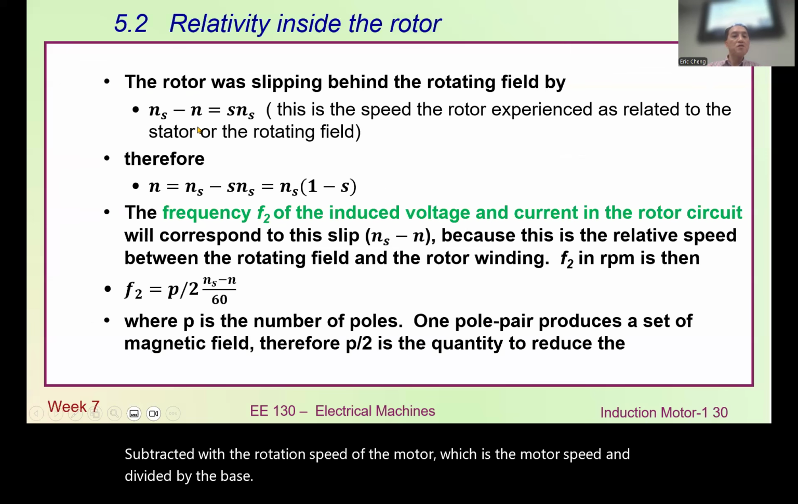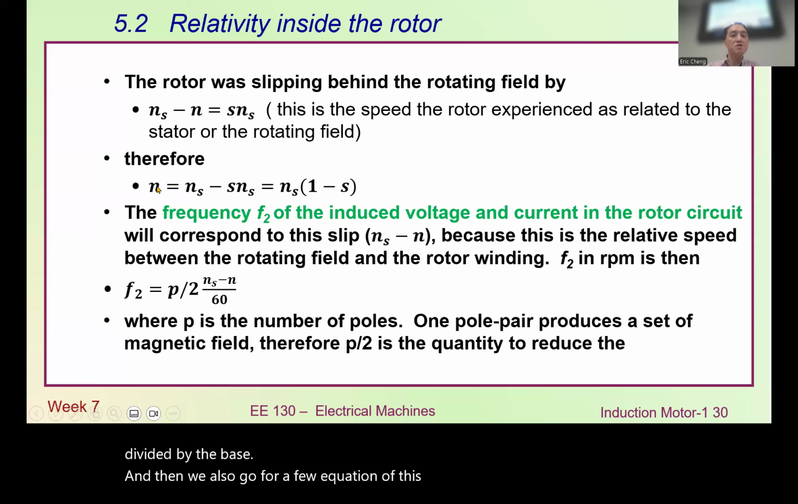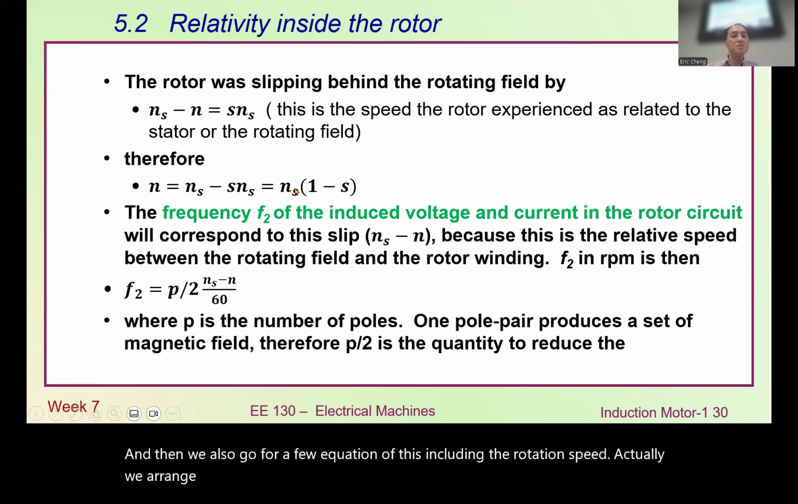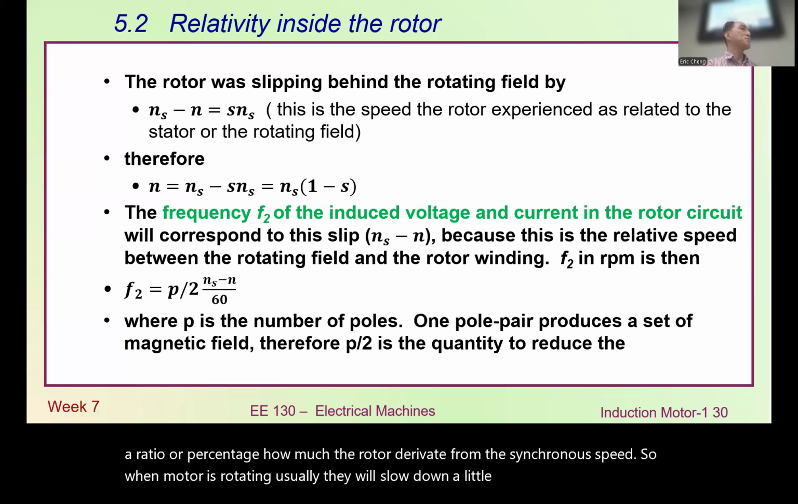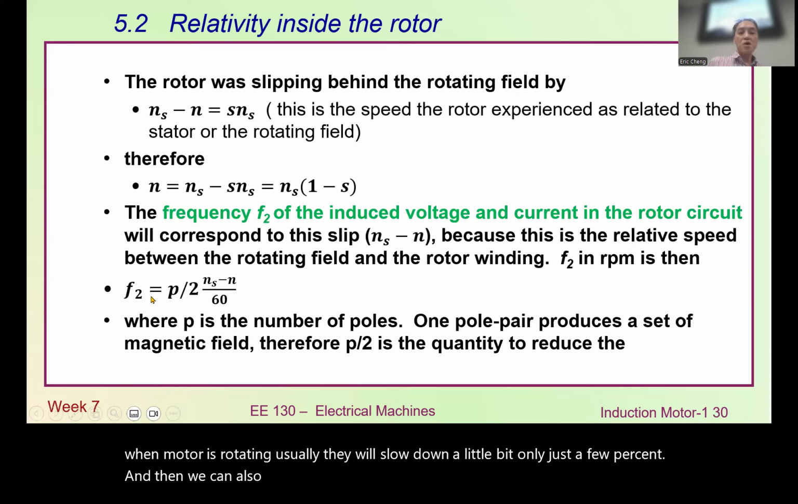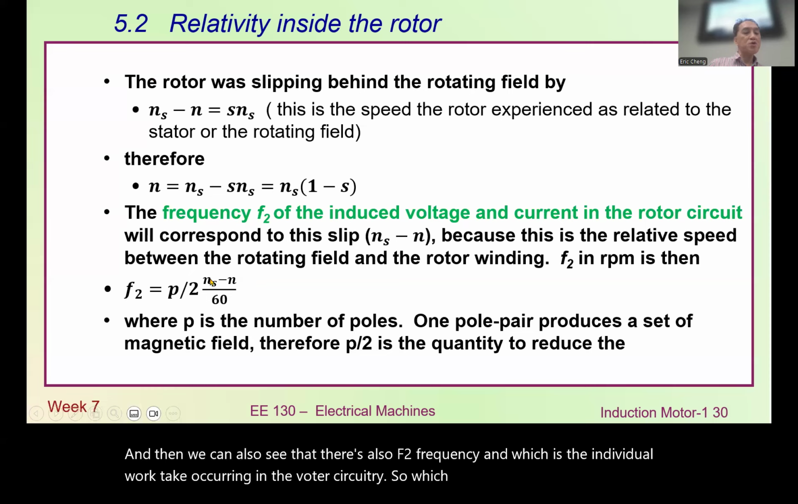And then we also went through a few equations, including the rotation speed. We arrange it as equal to the synchronous speed multiplied by 1 minus s. S is just a ratio, a percentage, of how much the rotor deviates from the synchronous speed. So when a motor is rotating, usually it will slow down a little bit, only a few percent. And then we can also see there's the F2 frequency, which is the frequency of the induced voltage and current in the rotor circuitry, which will be much lower.